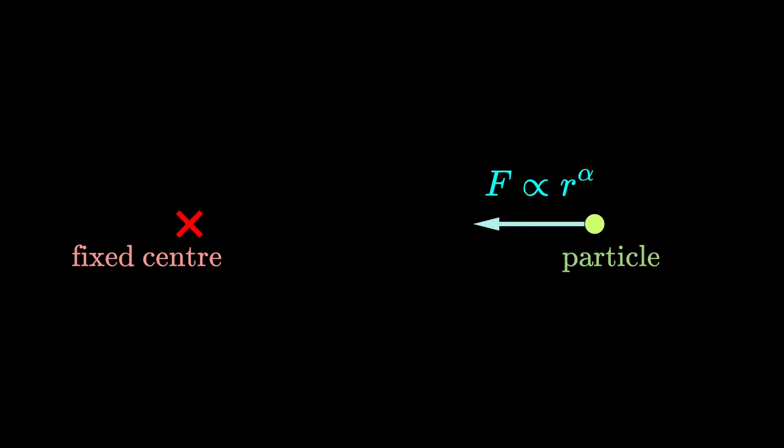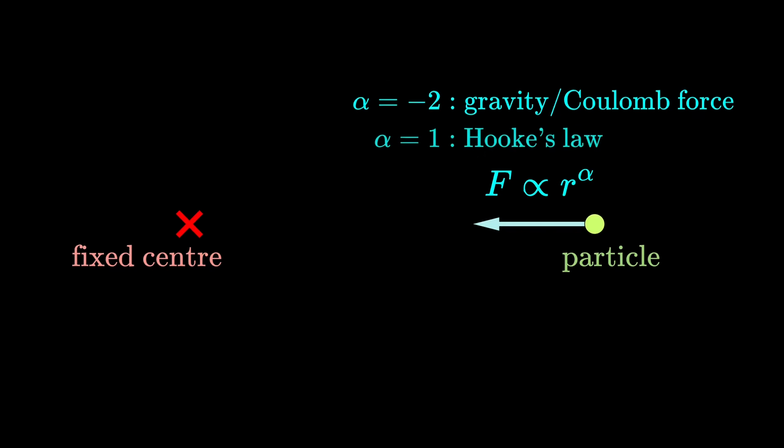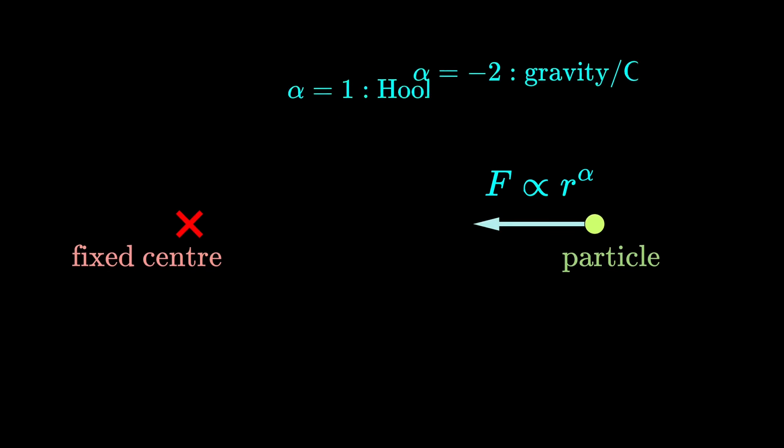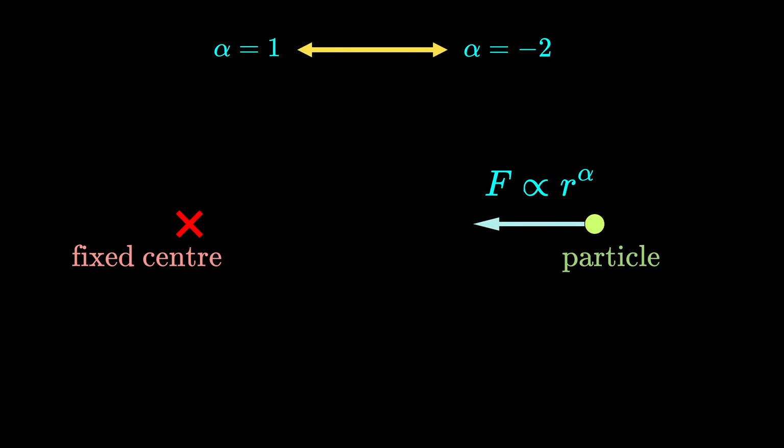Let's say a particle is attracted to a fixed center by a force that scales as the distance to some power. For example, Newtonian gravity or Coulomb force are inverse square laws, so they have the exponent alpha equals -2, and Hooke's law has the exponent 1. It turns out these exponents form specific pairs.